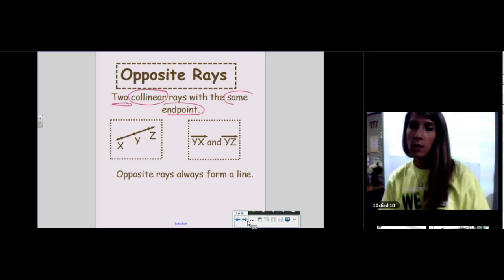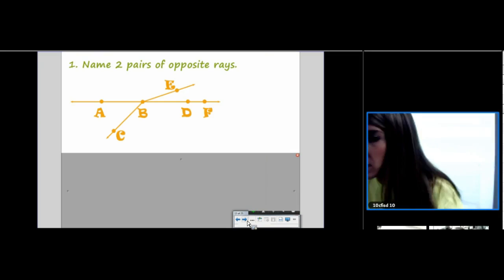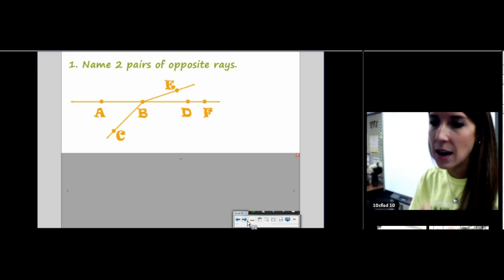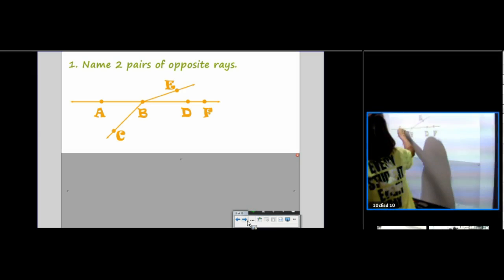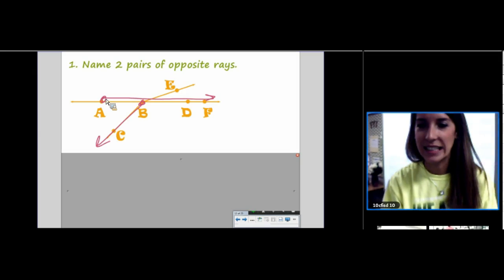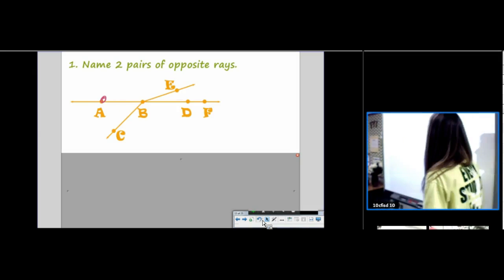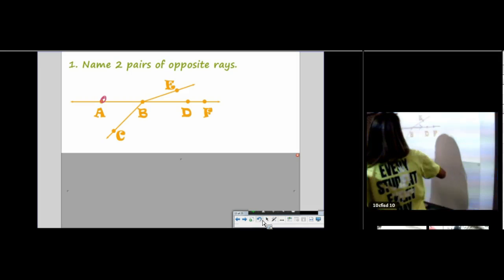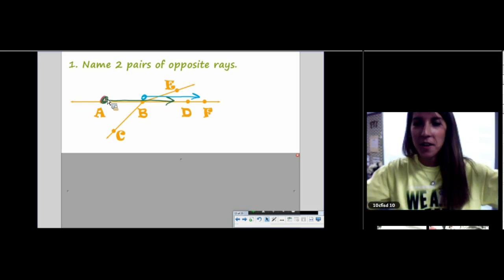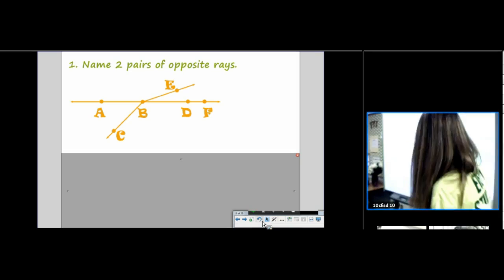Name 2 pairs of opposite rays. Let me just call on someone. Okay. He said AF and BC. Ray AF and ray BC. Are those opposite rays? No. Let's try again. Okay, so AB and BD. Uh-oh. Wrong again. Those are not opposite rays. Let's try someone else.